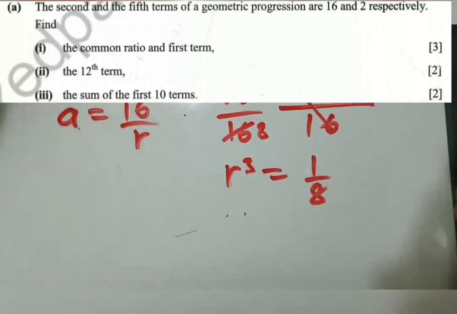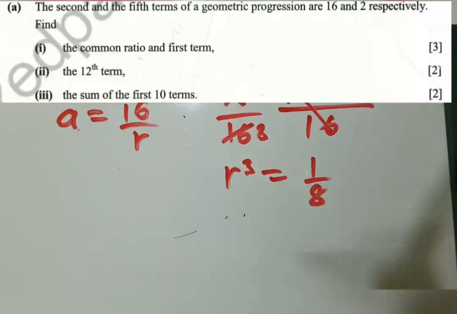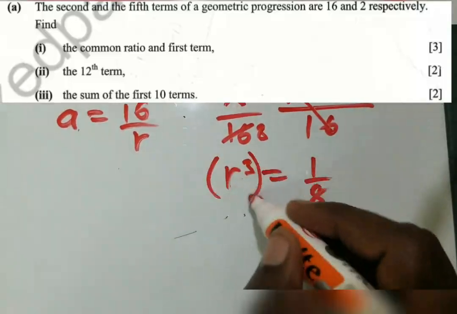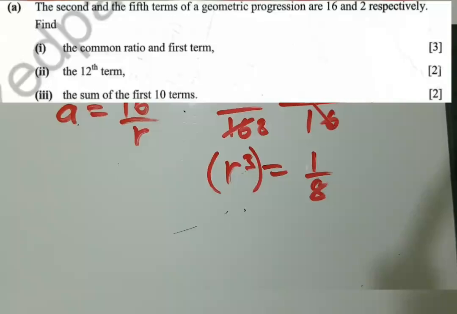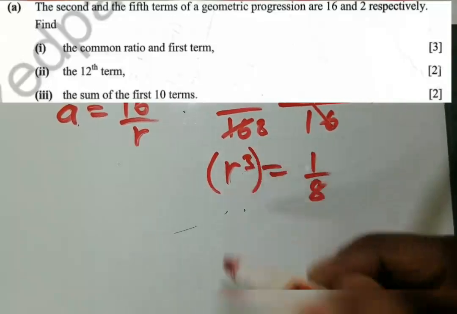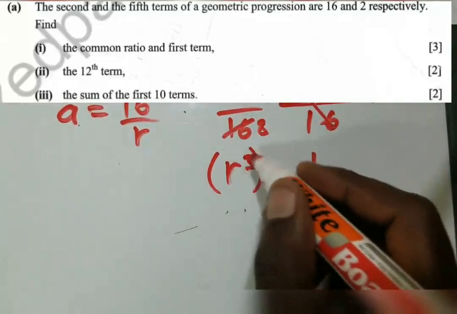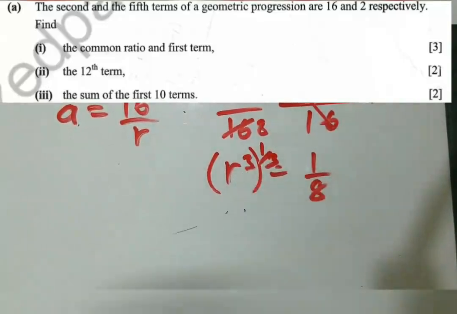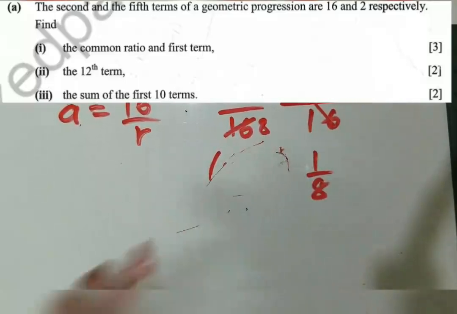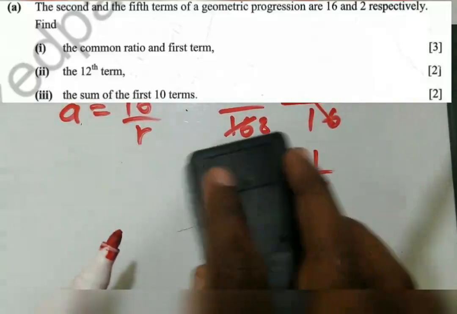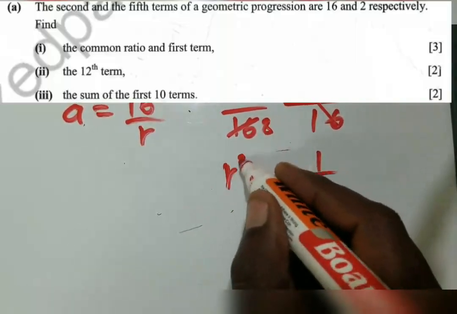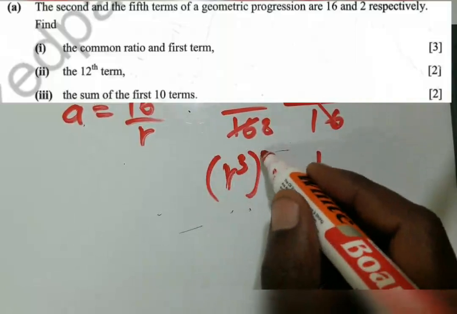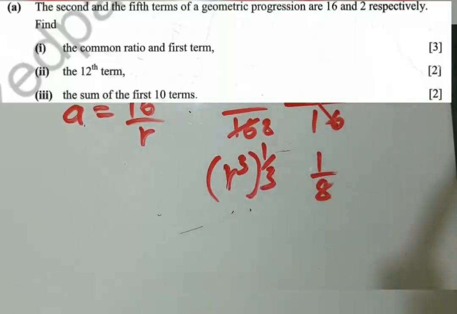We are trying to find R. So here we can use the reciprocal of this power. What do I mean by the reciprocal? I mean you multiply this by 1 over 3. Let me write it properly here. So we have R to the power 3, and we multiply it by 1 over 3, the opposite of this one, 1 over 3.